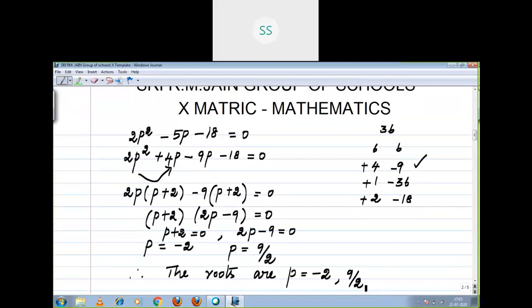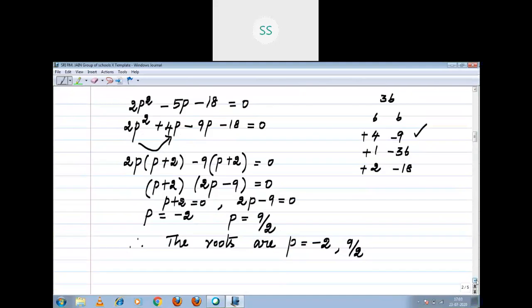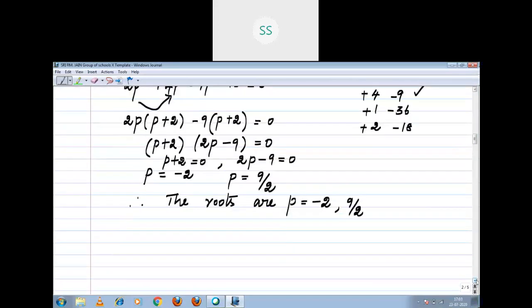What variable is given to you, that you have to write, right? If x is there, you write x. If p is there, you write p. If a is there, you have to write a, right? You have to be careful while expressing the solution in terms of the variable, right?